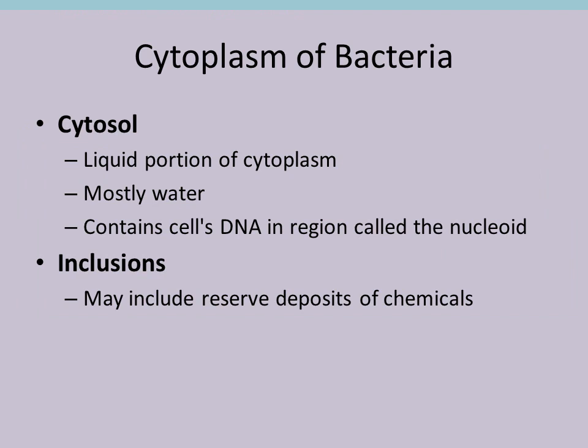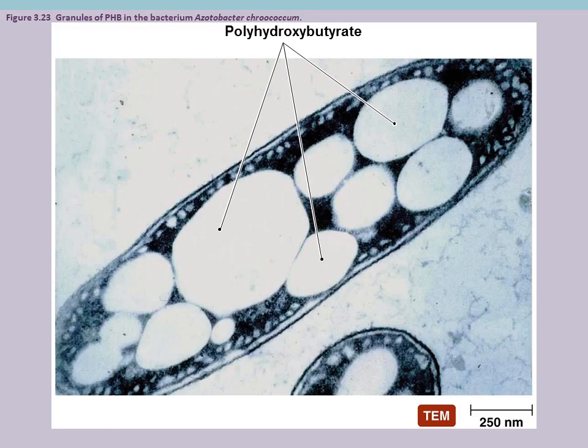If we move into the cell, you've got cytoplasm. The cytosol is the liquid portion. It's mostly water. In a particular area referred to as the nucleoid, the DNA is found. It may also have inclusions, not all cells, but some may have inclusions, which are different chemical deposits. This is an example of some inclusions in one particular bacteria.